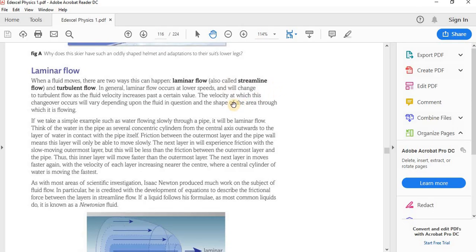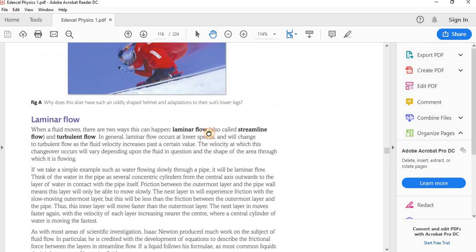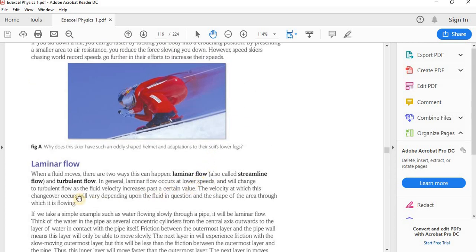Now, you should understand that when the speed increases, the flow changes from laminar to turbulent. The flow which produces more friction is the turbulent flow rather than the laminar flow. So what we want to do is minimize turbulent flow and increase the laminar flow. If an object is streamlined, then it will have laminar flow until it reaches a very high speed.